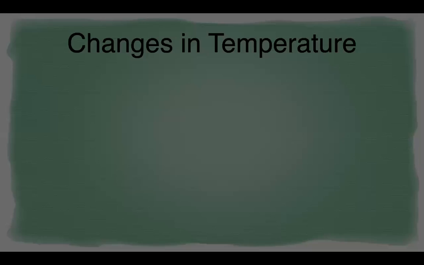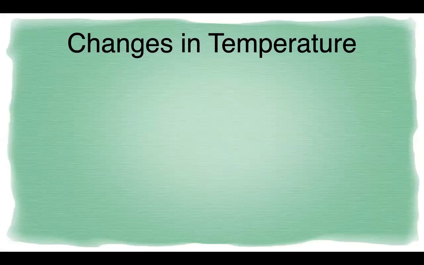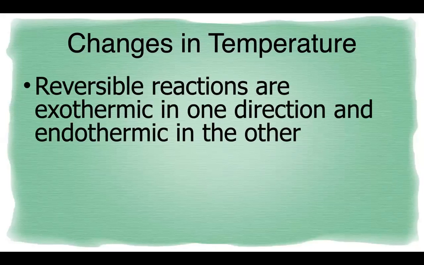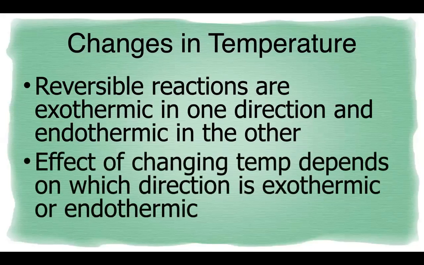All right, and the last stress that we can put on a system in equilibrium is temperature. Reversible reactions are going to be exothermic in one direction and endothermic in the other. Some reactions which are endothermic in the forward reaction will be exothermic in reverse, and vice versa. So the effect of changing the temperature depends on which direction is exothermic or endothermic.